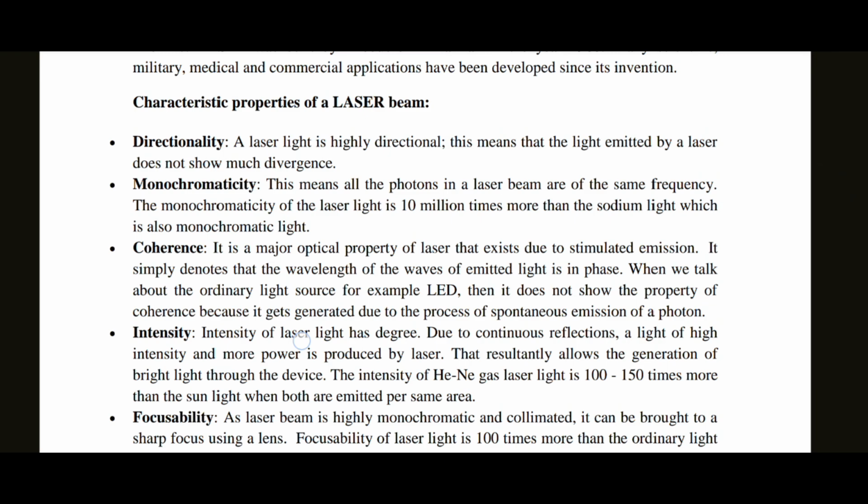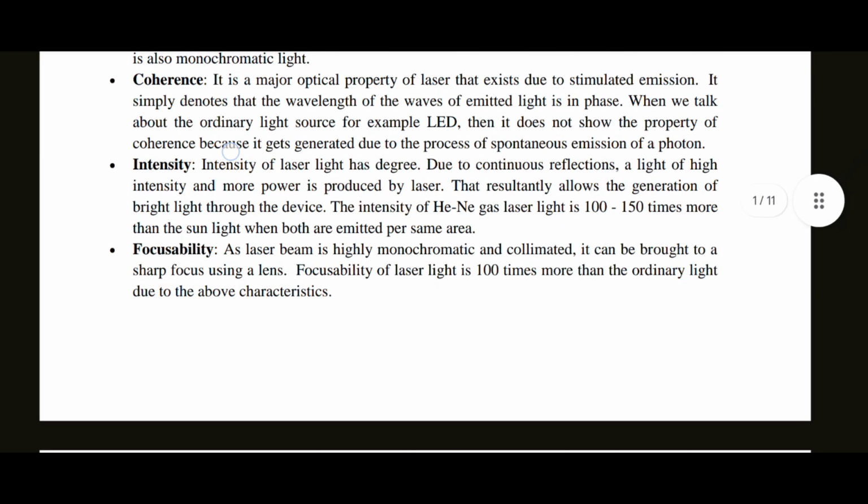Intensity of the laser light is of a high degree. Due to continuous reflections, light of high intensity and more power is produced by the laser. This allows the generation of bright light through the device. The intensity of helium neon laser light is 100 to 150 times more than sunlight when both are emitted per the same area.